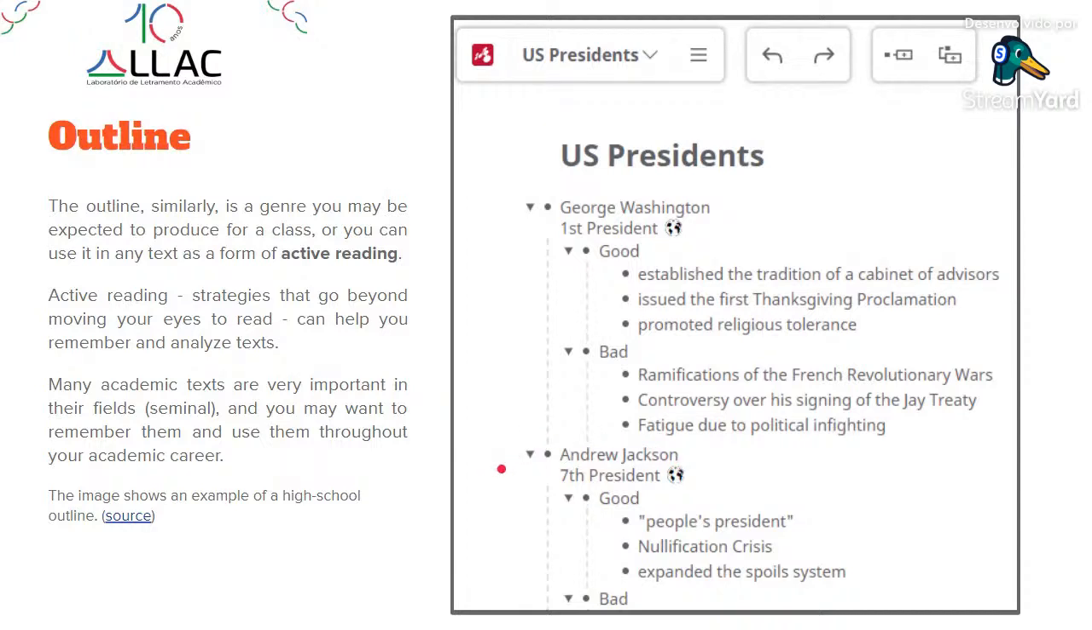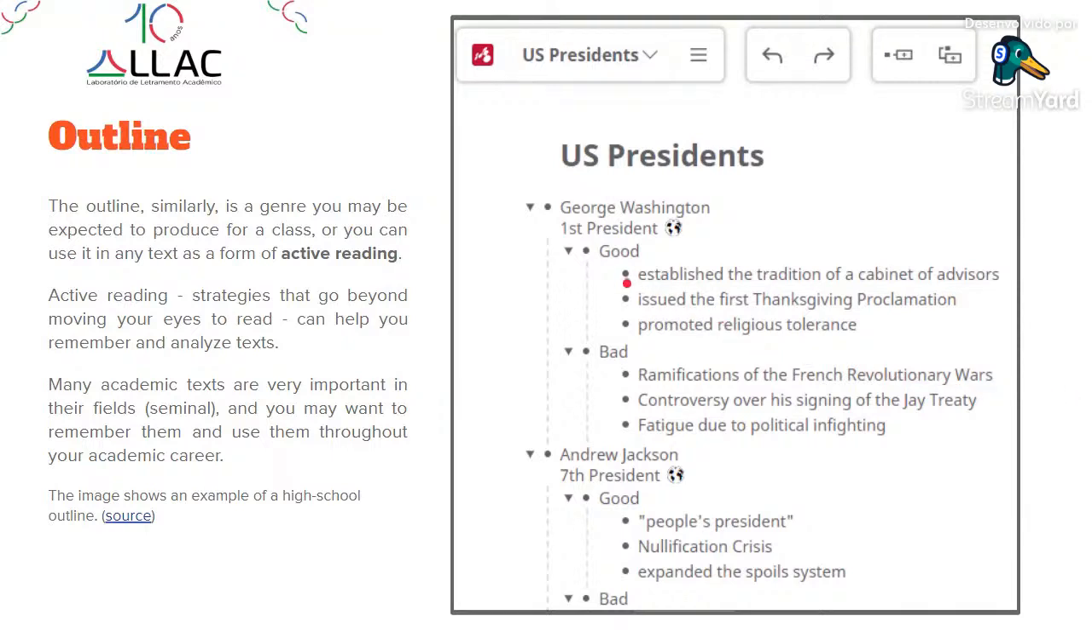And what is there to say about the presidents? So the person divided this into the good things about the George Washington administration and the bad things. And then Andrew Jackson, they did the same thing, the good and the bad about his administration. And here we have bullet points in this case, right?